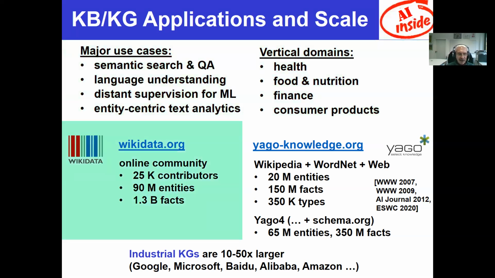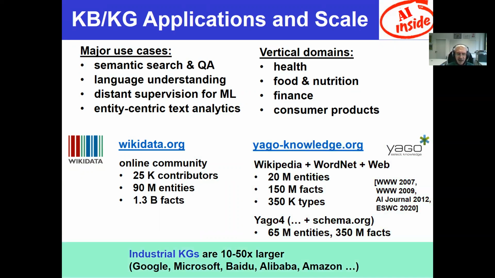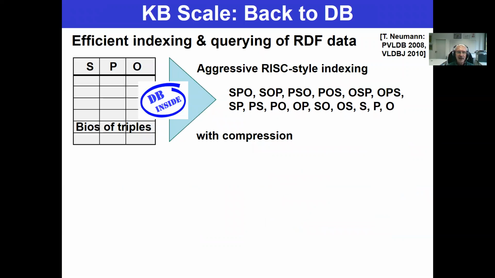The largest publicly accessible knowledge base today is Wikidata, 100 million entities, 1 billion facts. Our own project was always smaller in scale. We paid emphasis to very high quality, near human quality. And industrial knowledge graphs are even 1 or 2 orders of magnitude larger. So there is potentially at least a scalability issue.